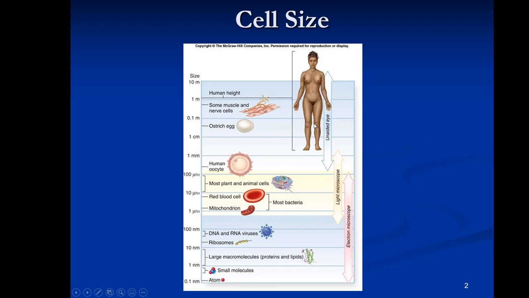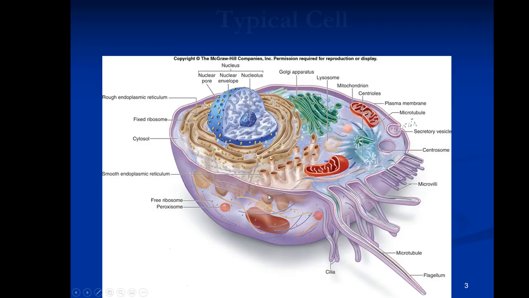If you look at this picture right here, you can kind of see that most cells are going to fall into this size range, which is definitely microscopic. You can see with a light microscope. But there are some cells that are actually bigger, and you can see with the unaided eye. So some like muscle cells, nerve cells, those are actually really, really big. But for the most part, these are things that you cannot see with the naked eye.